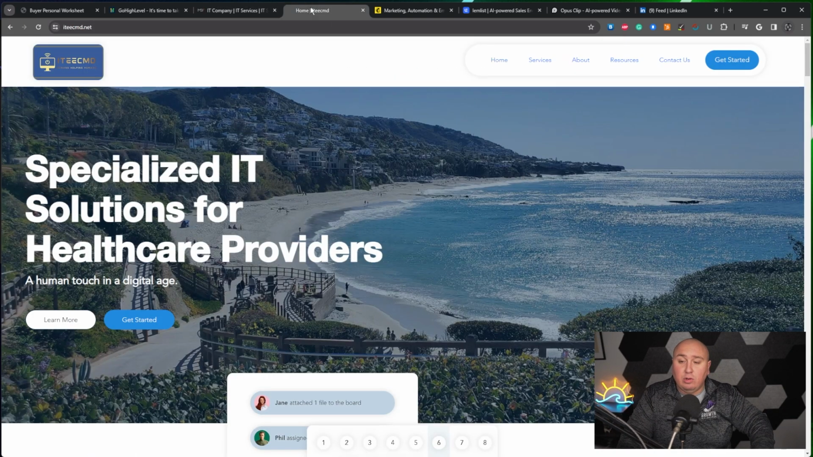This is the difference right off the bat. Specialized IT solutions for healthcare providers. Boom. There's no guessing who they're working with. They can get in front of a healthcare provider and they know exactly who they are, that they're just a good fit. They see it right off the bat. So it's really, really important.